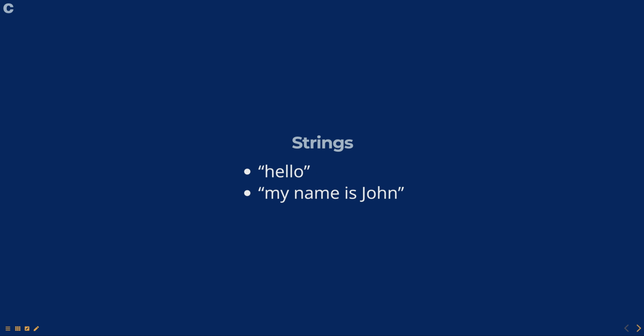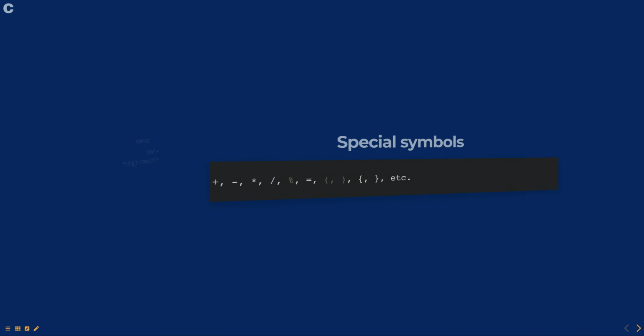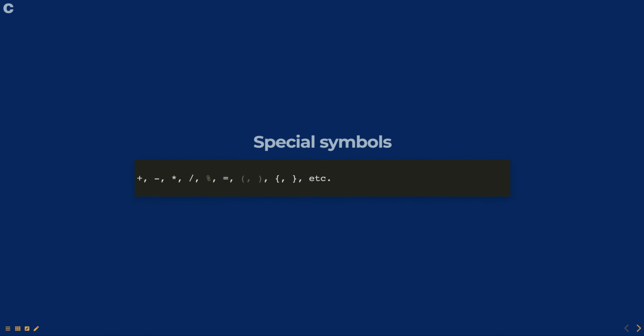Strings. These are sequences of characters enclosed in double quotes. For example, "hello, my name is John". Special symbols. These are characters such as plus, minus, divide, percentage, equals, etc. that have special meanings in C.